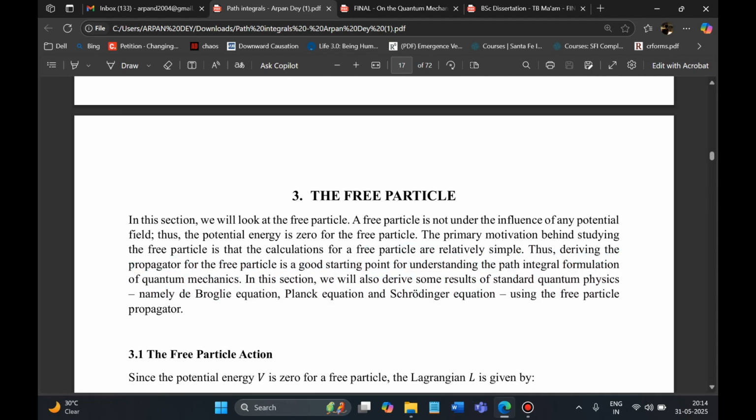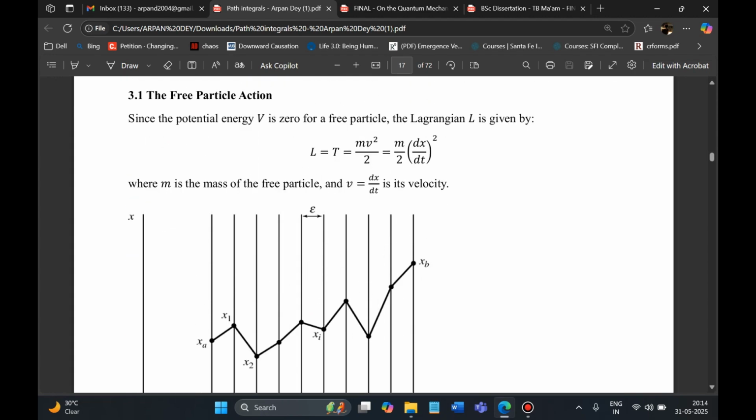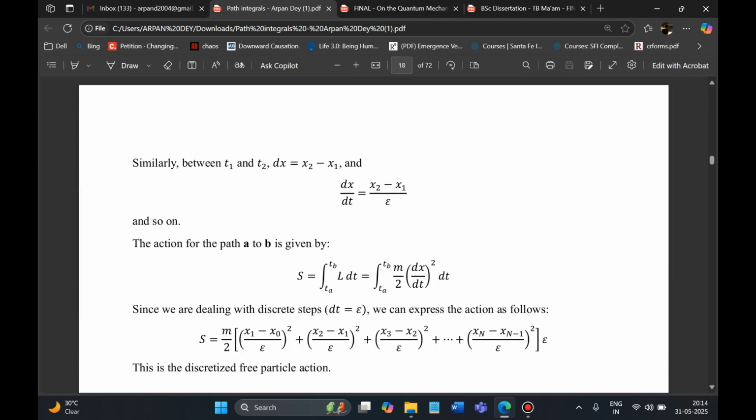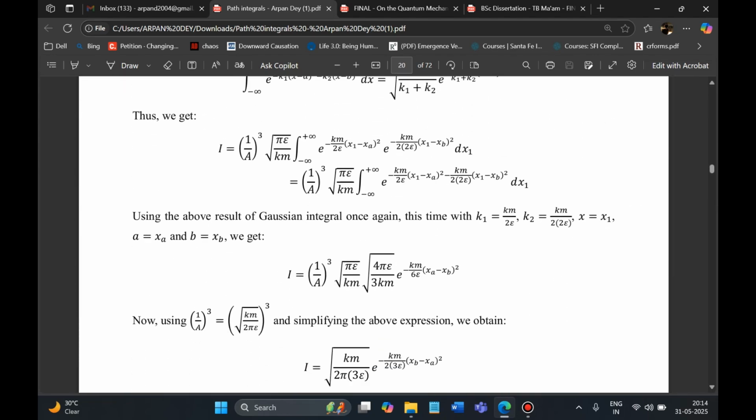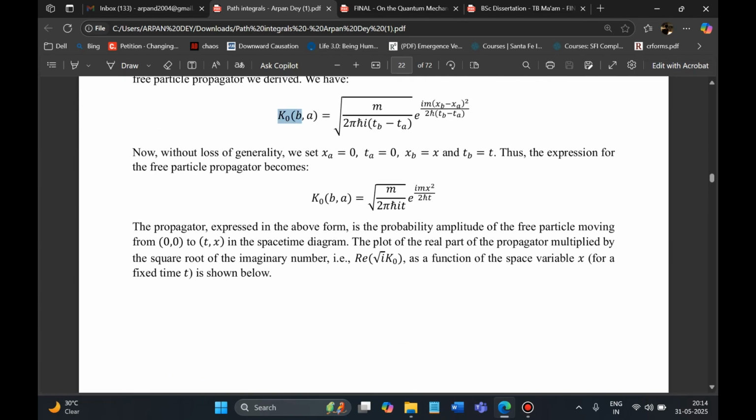And this is the free particle. A free particle means zero potential. We have already discussed the free particle in that previous video, how the free particle action is discretized and how we can arrive at the propagator of the free particle, which is this expression right over here.